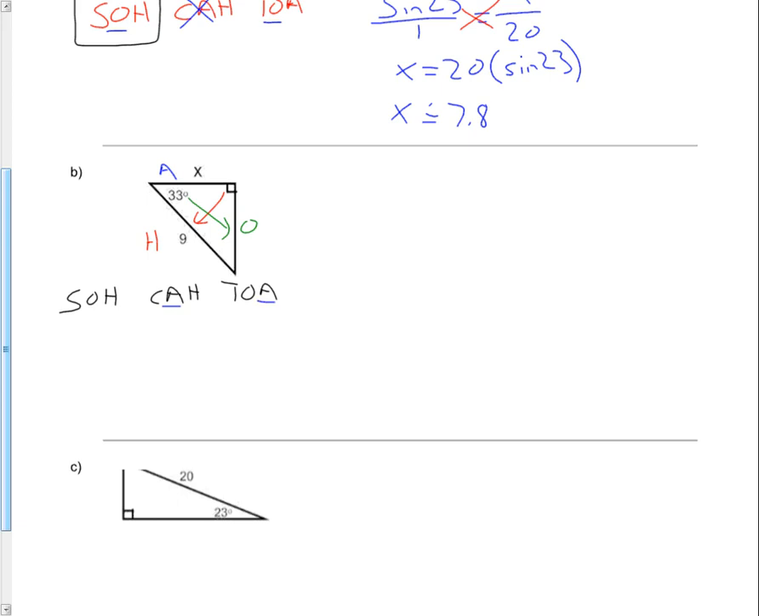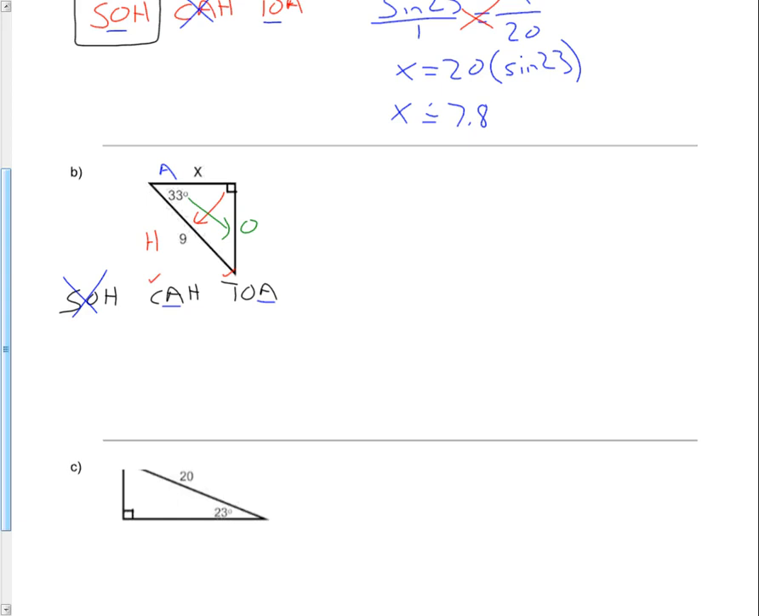Automatically I know that I can't use the sine ratio because it won't allow me to solve for the adjacent side length. So I'm going to cross out the SOH piece. Then I'm going to look at what information I have. So I have 33 degrees. So I could have cos of 33 degrees, or I could have tan of 33 degrees. So I'm going to put a check mark above both of those things.